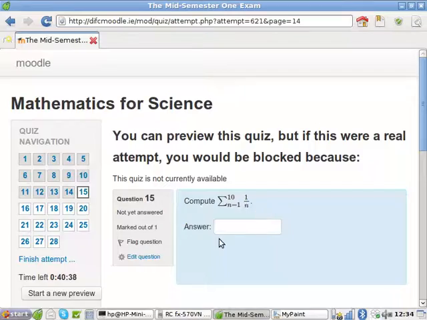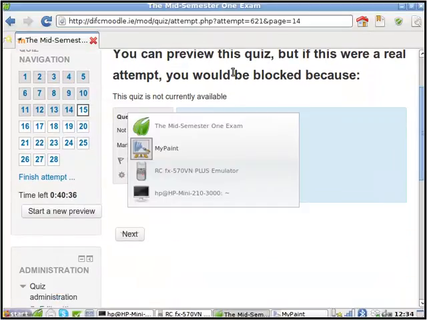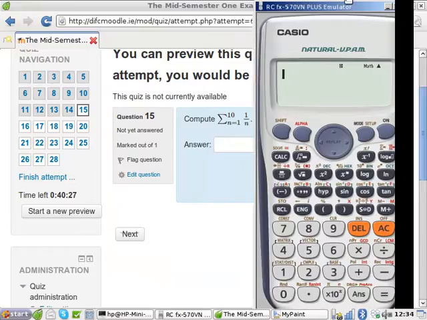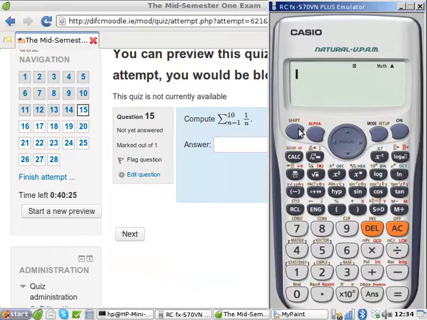Next. Oh, well that one I was expecting you to just use the calculator. So you could do 1 plus 1 over 2 plus 1 over 3 and so on. Or if you felt brave enough, you could try and use the sum function. 0.93.